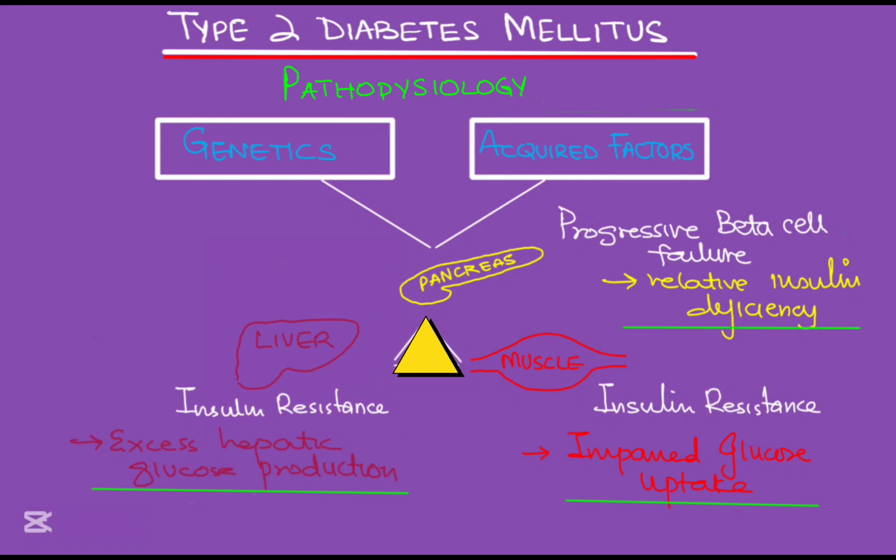Number 2, insulin resistance in the muscles, resulting in impaired glucose uptake. And number 3, the progressive beta cell failure, resulting in relative insulin deficiency. This is the classic triad of pathophysiology of type 2 diabetes mellitus.